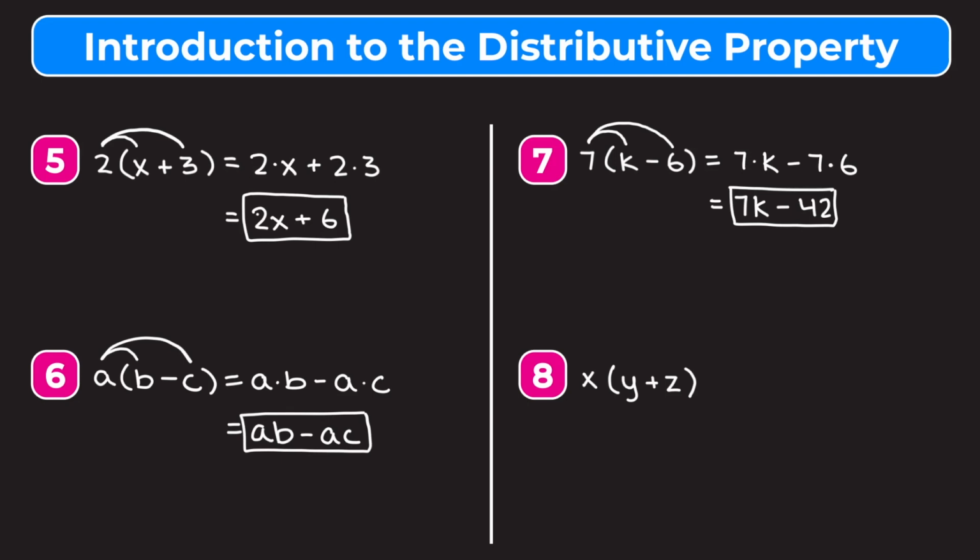And finally, our last example is x times the quantity of y plus z. So we're going to distribute the x in. We're going to do x times y. And then we want to add that to x times z. And again, when you're multiplying variables, you can't really simplify it. So we're just going to write this as xy plus xz.